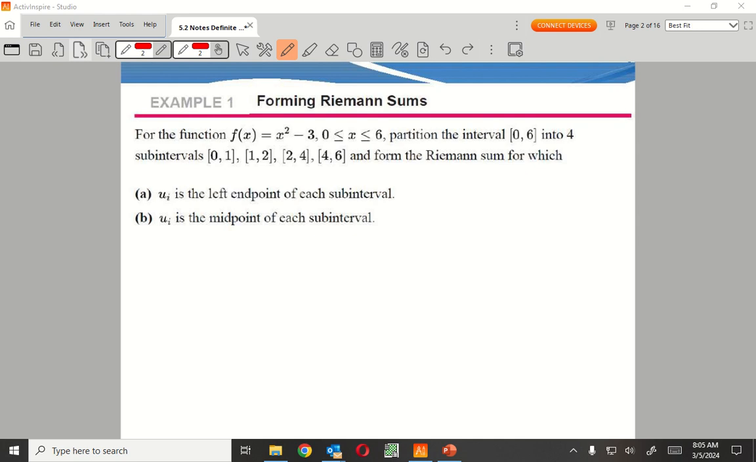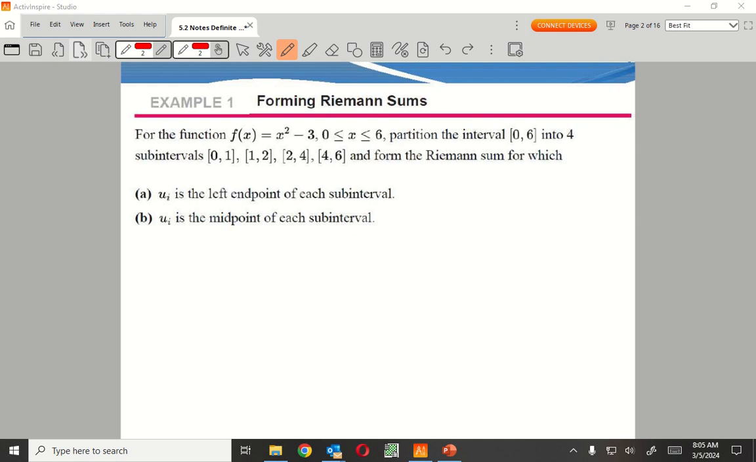Okay, so here are my subintervals. It's already put here for you: from 0 to 1, 1 to 2, 2 to 4, and 4 to 6. Now, does it say equal intervals? No, it doesn't say equal intervals. So that's one of the things you need to read as you're reading through this.